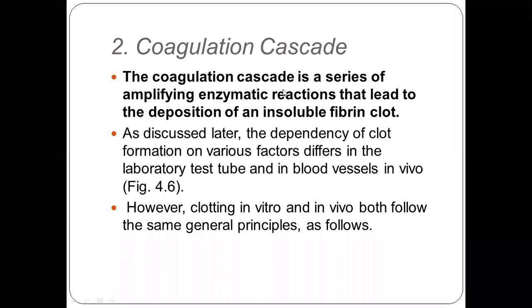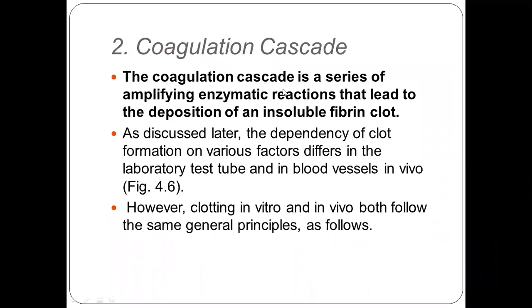Hello friends. So today we are continuing our discussion on hemostasis in pathology. Now we are talking about the second component of hemostasis, that is the coagulation cascade. We have already discussed platelets in the previous video. So, coagulation cascade is a series of amplifying enzymatic reactions that leads to a deposition of an insoluble fibrin clot.